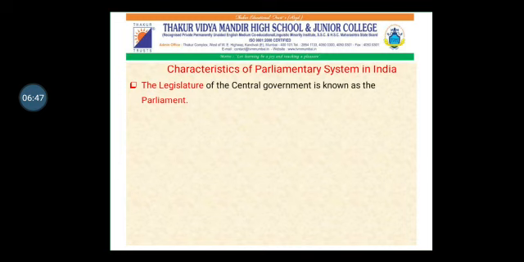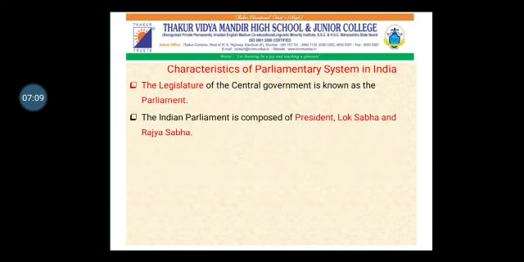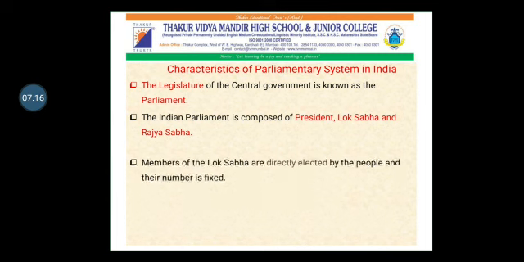The legislature of the central government is known as parliament. You know that the government that is in Delhi, the prime minister, president, and everything, is called the central government or union government. And the chief minister and governor who are working in different states are known as state governments. The Indian parliament is composed of the president, Lok Sabha, and Rajya Sabha.